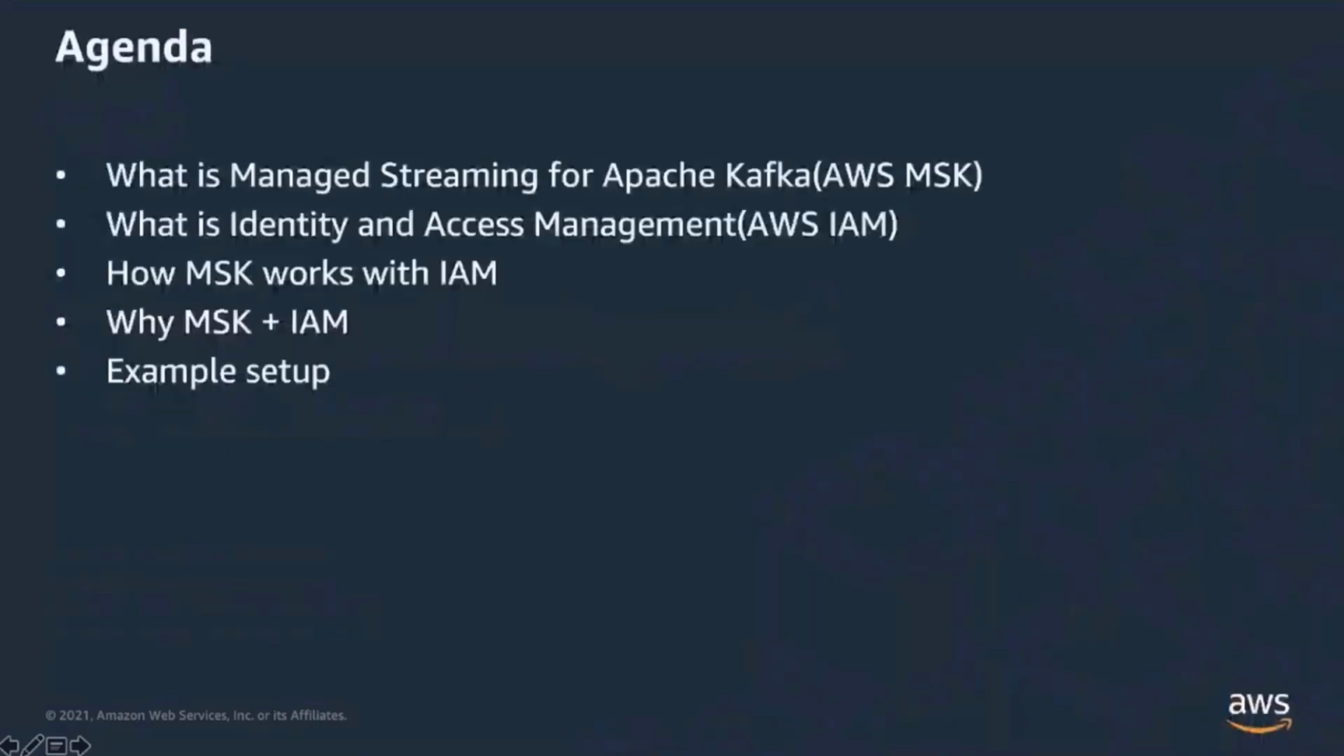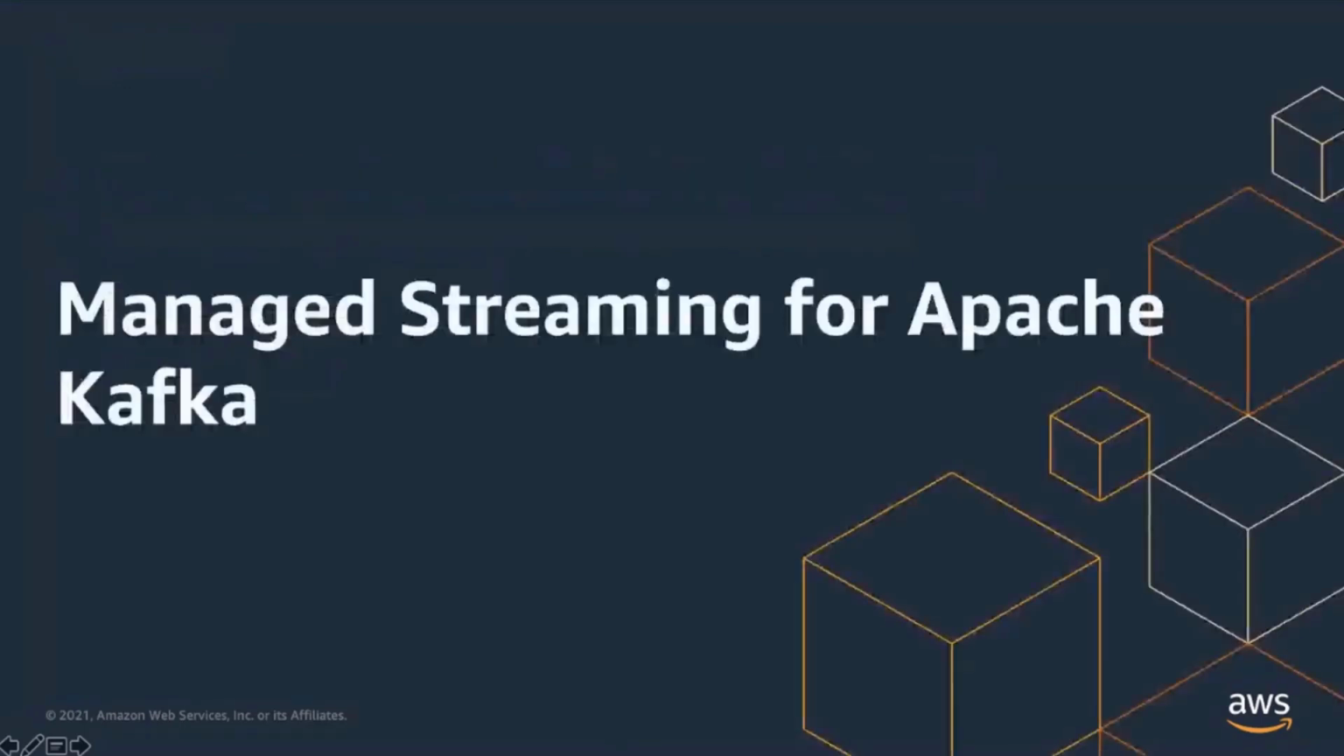So what we're going to be talking about today is what is managed streaming for Apache Kafka, or AWS MSK, and what is identity and access management, or AWS IAM, how MSK works with IAM, why MSK and IAM are a great fit for each other, and why you would want to use them in maybe your project or some of the applications that you're building. And we'll walk a little bit through how to set up an MSK cluster to use IAM authentication and configure some policies so that your applications can take advantage of the authentication mechanisms.